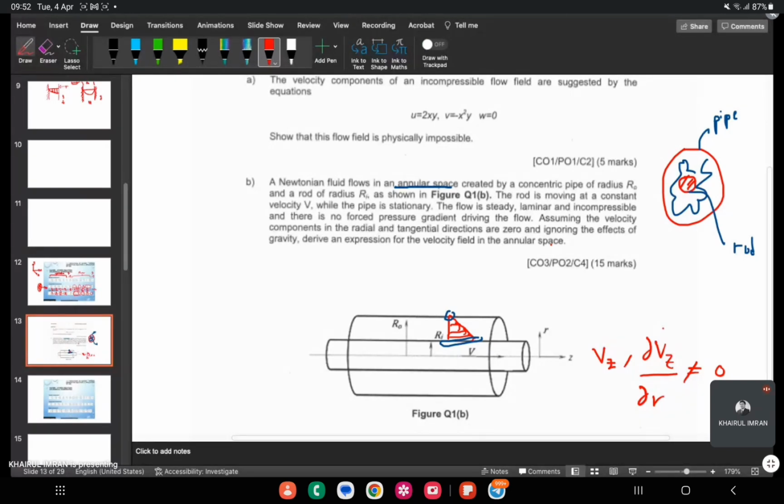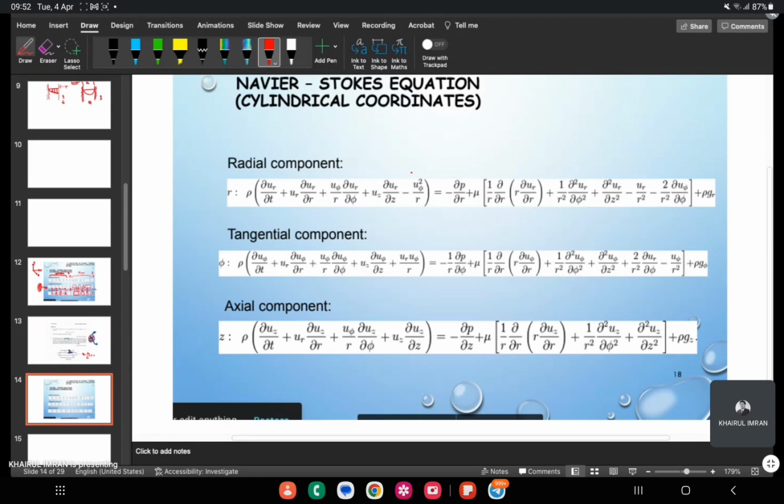Next is what? Since you already know your problem is only Vz, okay? So it means radial component cancel, theta component also cancel. Because of what? Everything is Vr, Vr, Vr, Vr sampai hujung. And this one is V theta, V theta, V theta sampai hujung. Kita hanya ada Vz. So only this part left. Reduce the Navier-Stokes equation. But for this case, it's cylindrical coordinates.